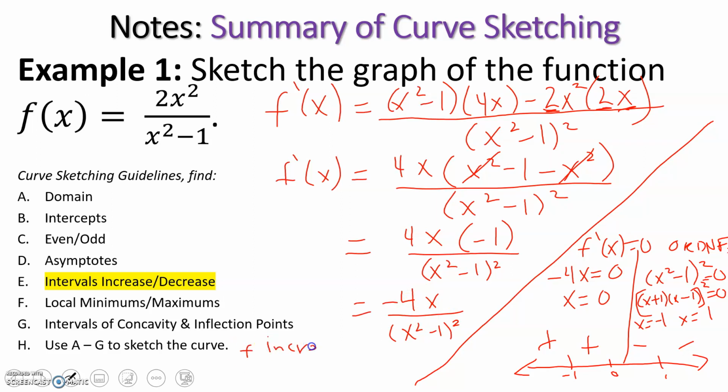increasing on negative infinity to 0. And f is decreasing on 0 to infinity. And that we have a maximum at x equals 0. And then actually we already know the output for that, so at f of 0. So it's at 0, 0.